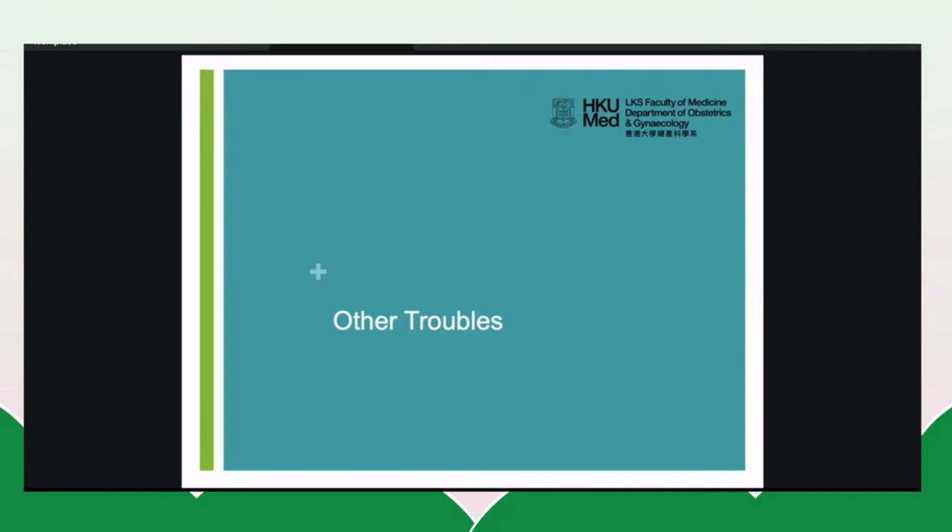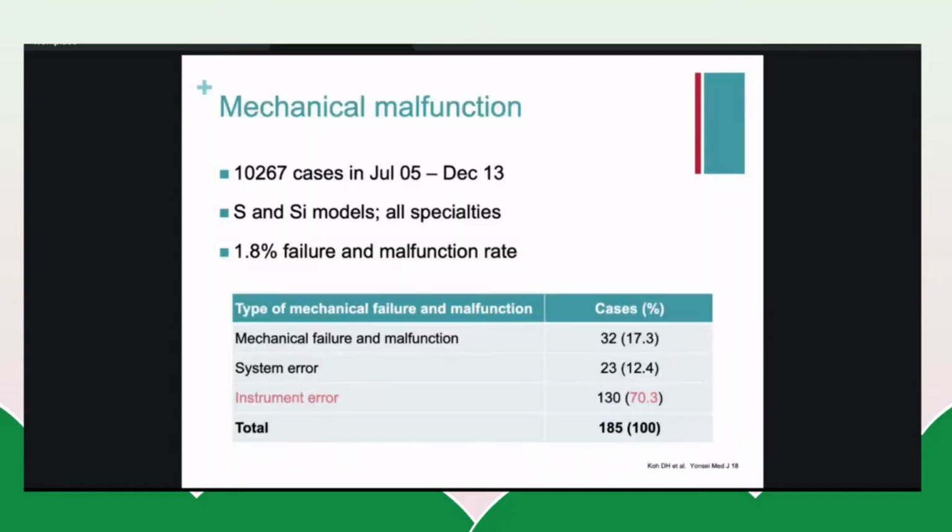There may be some other troubles that we may encounter during the setup of robotic surgery. One article published just a couple of years ago included more than 10,000 cases between 2005 and 2013. In this series, they used S and Si models, including surgery from different specialties. The overall failure rate with the machine, either software or hardware, is about 1.8%, and most of the time it was due to instrument error.